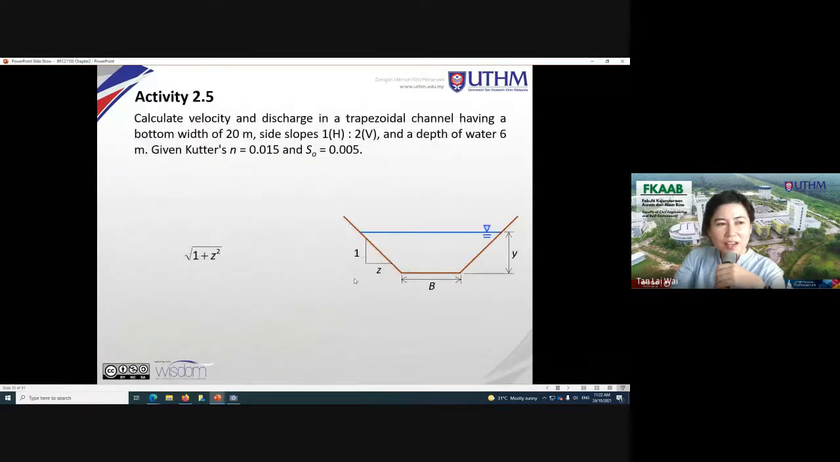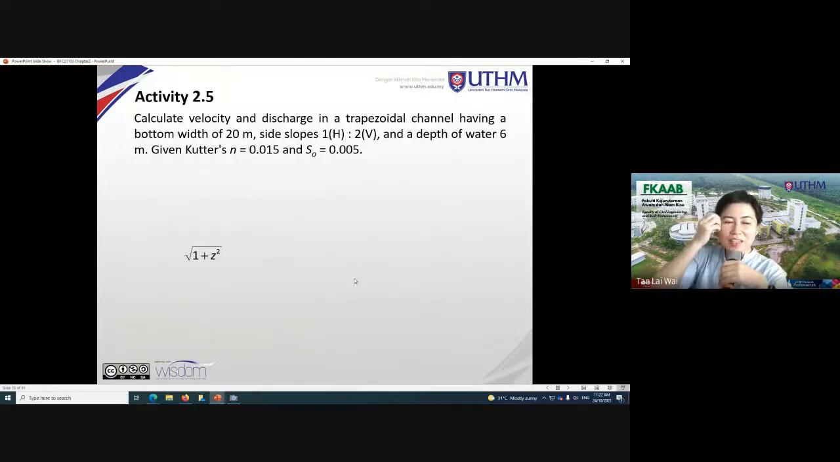Let's look at this activity. Activity 2.5. Here's the thing. On activity 2.5, Kutter's n is given. So you know that if Kutter's n is given, you can use this Kutter's n to find the Chezy coefficient. Then you can solve for the question to find velocity and discharge.